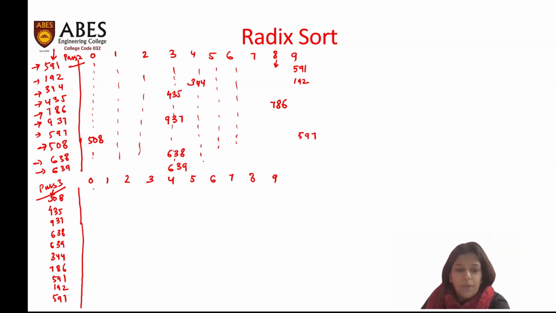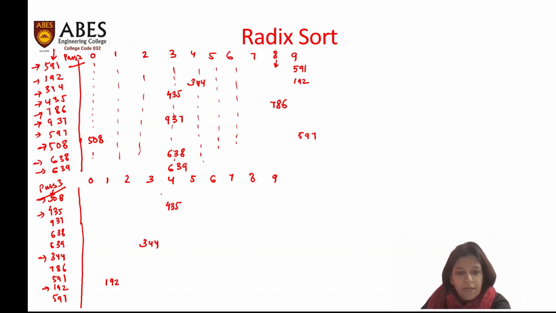In this way, we are going to make the columns. And then we find the number which has 0 at the hundreds place. There is no number. Then we look for 1. Yes, we have 192. Then we look for number 2. We don't have any number. Then we look for 3. Yes, we have 344, which will be placed here. Then for 4, we have 435. Yes, we have 435 here.